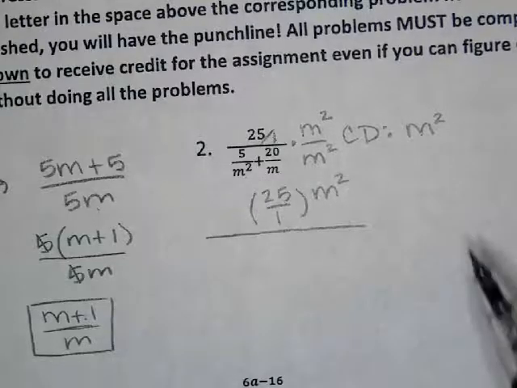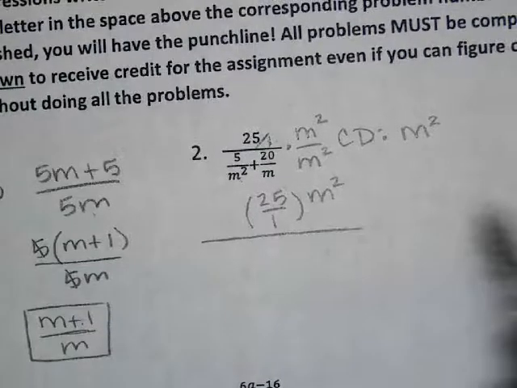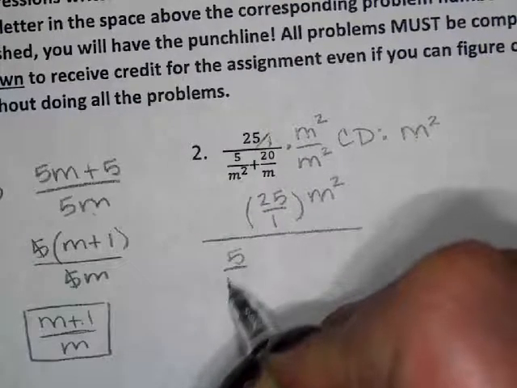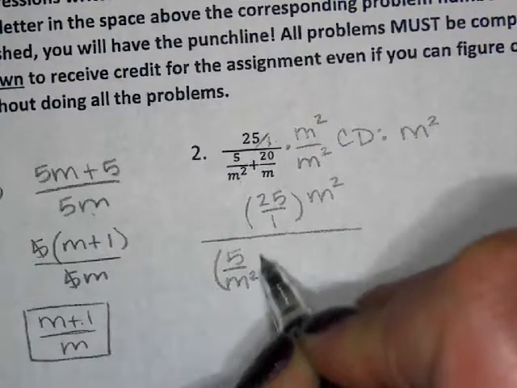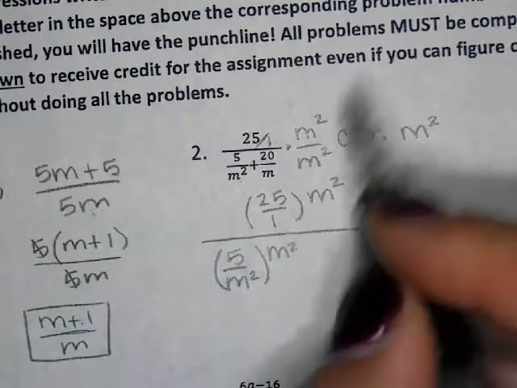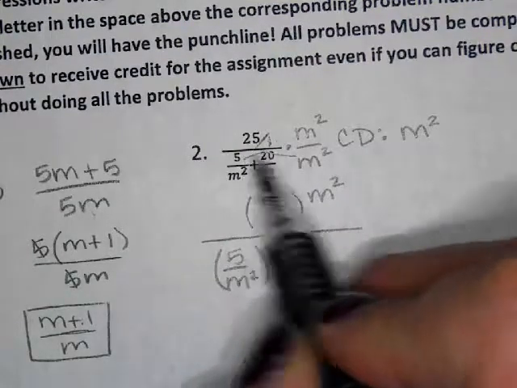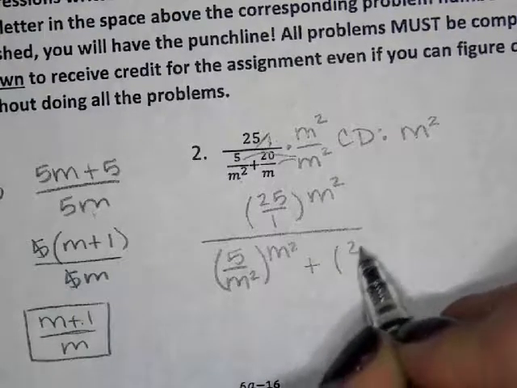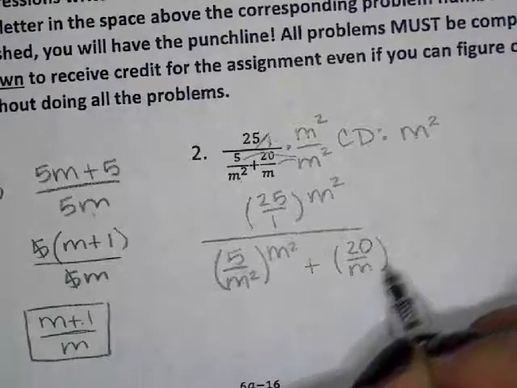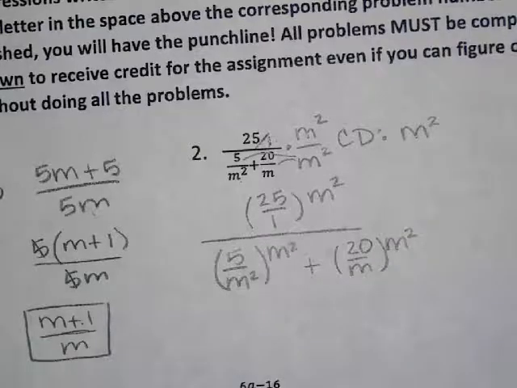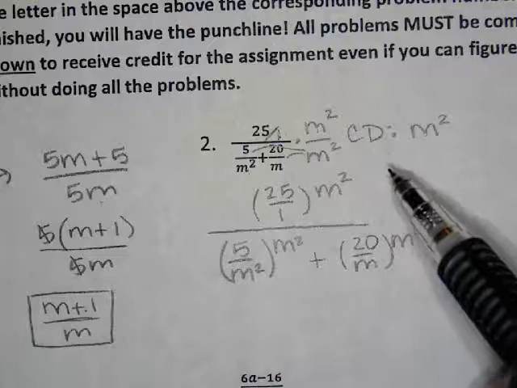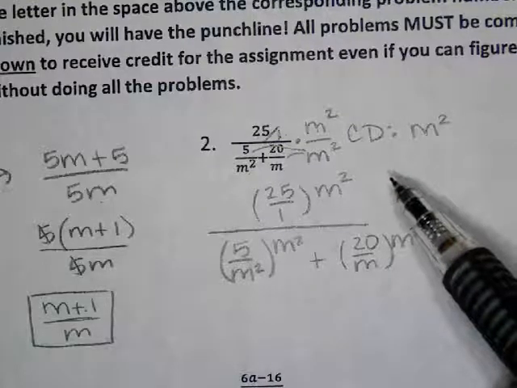Okay. So 25 over 1 times m squared, and then we have 5 over m squared times m squared. So this is me taking the bottom now, and I'm distributing the m squared, plus 20 over m times m squared. Do we have to? Oh yeah. We do. I'm thinking about yesterday because I was like, do we have to multiply the 5 over m squared by m squared if it already has it?